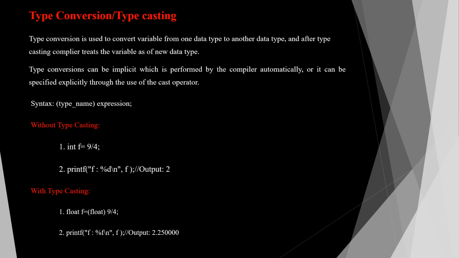Then we move on to the next slide here, type conversion. So what is a type conversion? We can also call it typecasting. Type conversion is used to convert the variable from one data type to another data type. After typecasting, the compiler treats the variable as of the new data type. So in simple definition, type means data type, and this data type is to be converted from one data type to another data type. So we can call it type conversion.